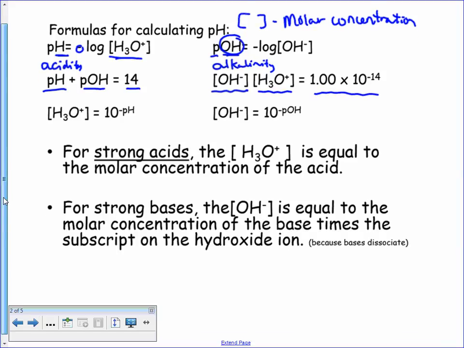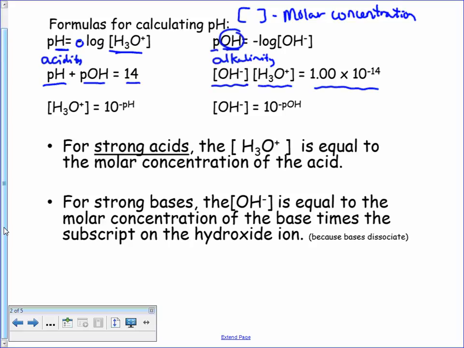So here's what's important to do when you're looking at a pH problem. You first have to identify whether the substance is an acid or a base. Because if it's an acid, you'll calculate pH directly from the concentration of hydronium. But if it is a base, you will first calculate pOH, and then you will calculate pH.